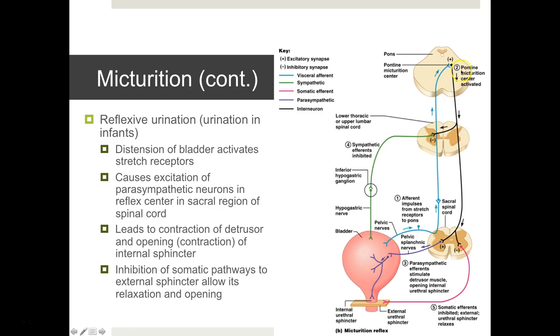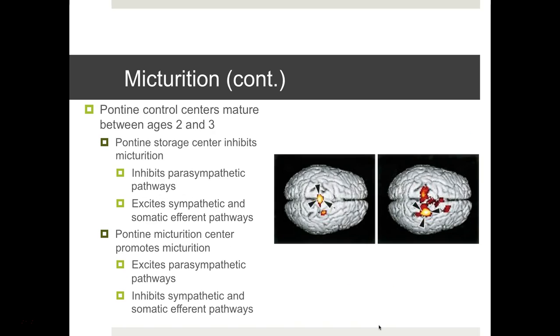So here we are moving down from our pontine micturition center. We're moving on down into the sacral region and sending information through our parasympathetic nerves over to the bladder. This causes the detrusor muscle to contract, and that causes our internal urethral sphincter to open, the external urethral sphincter to open, and urine moves on out. So we don't have that ability to have our somatic efferents or our sympathetic nervous system cause our external urethral sphincter to contract and hold that urine in just yet.